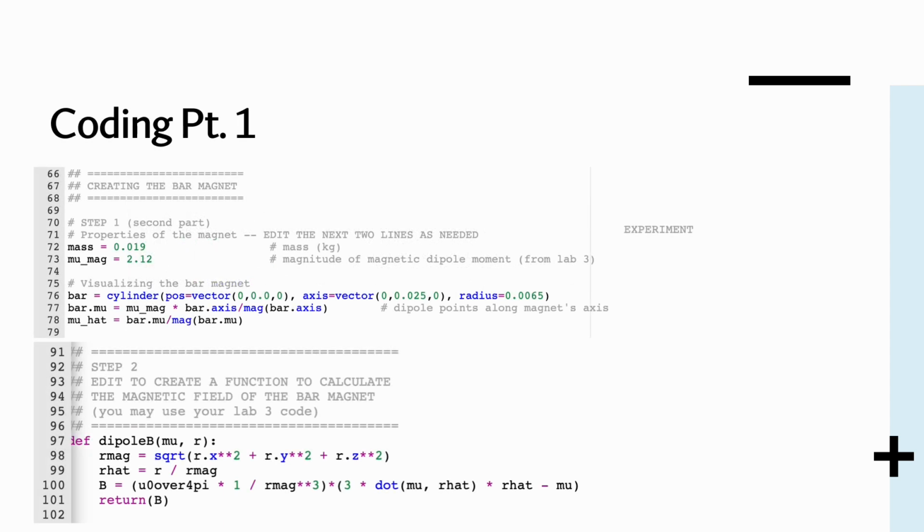This is the coding for the computational model. In step 1, we just inputted the mass and mu of the magnet, and then in step 2, we created a function to calculate the magnetic field of the bar magnet.